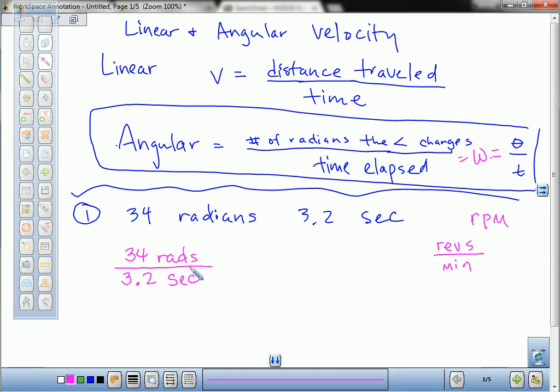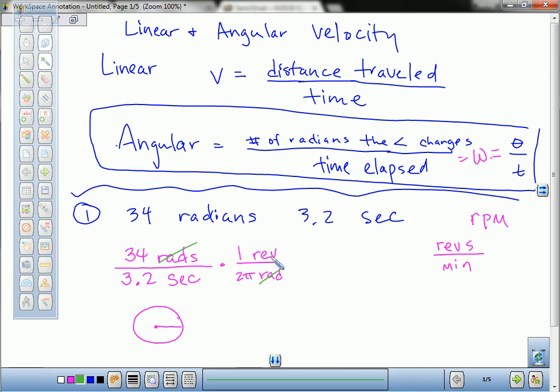Let's think about that. In one revolution, how many radians? 2 pi. So to convert, I want revolutions in the numerator and 2 pi radians, because that is its equivalency, in the denominator. That is what I want because I wanted radians to go away. And because I put 1 in the numerator and 1 in the denominator, they did cancel.